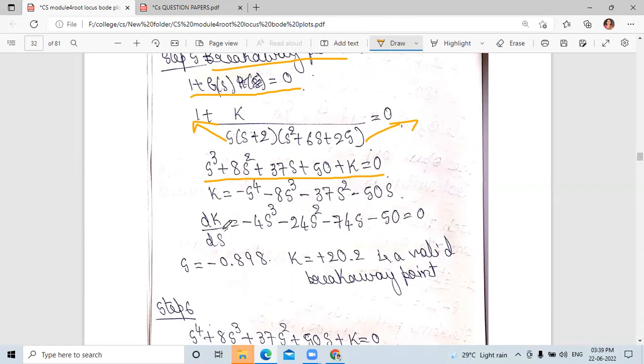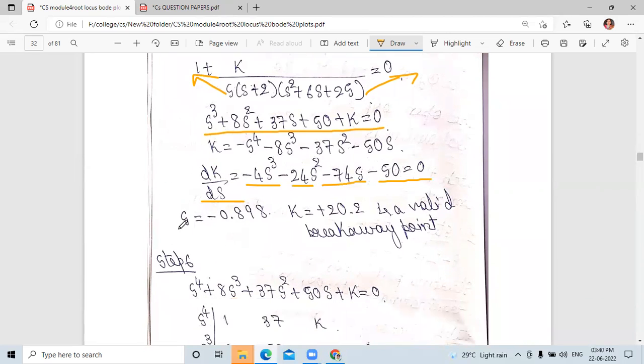So when you differentiate with respect to s, what you'll get? Minus 4 s cube minus 24 s square minus 74 s minus 50 equals 0. So we got that s equals what value? We got -0.898. And the other two roots are complex, so we have neglected those other two complex parts. Okay.